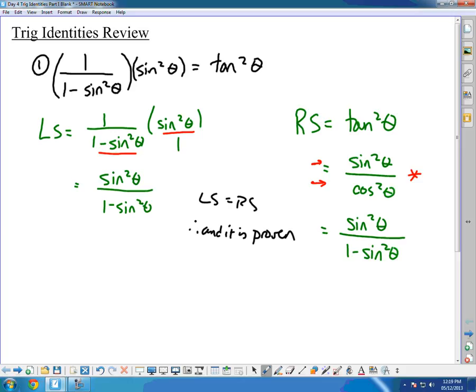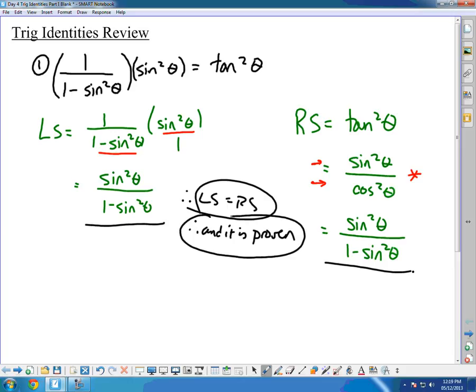Last thing I'm going to stress here are these two last little bits. Once you get down that the left side does equal the right side, then you're going to write that down. But that isn't what I asked. I asked you to prove the trig identity. So you now have to write this line, and it is proven.